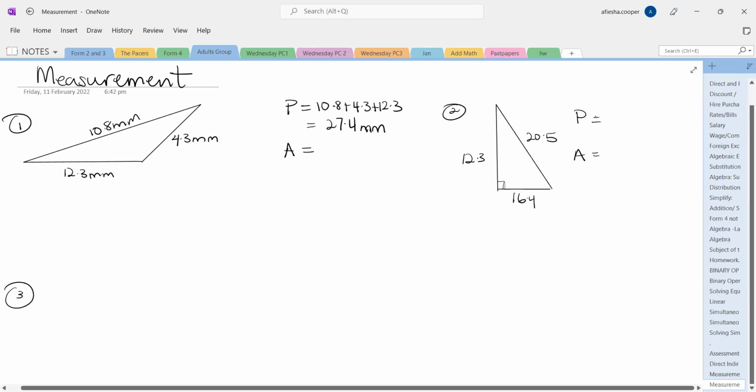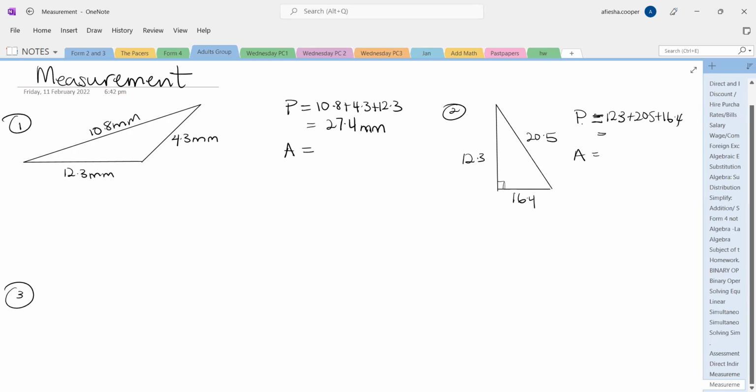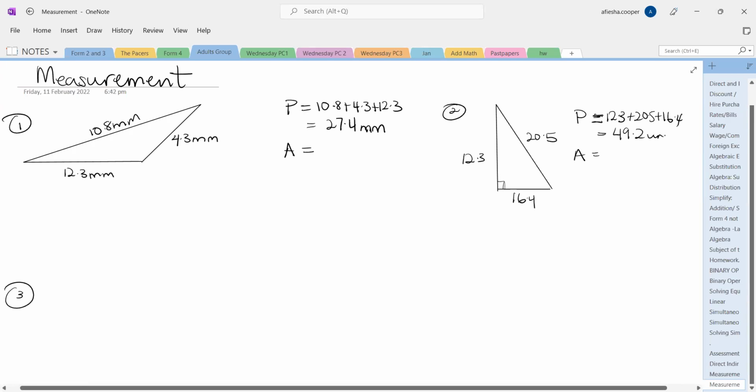If we go on to number 2, we come back to the area. If we go on to number 2, the perimeter of this again, add up the sides: 12.3 plus 20.5 plus 16.4 is equal to 49.2, and this one will be units because we had no measurement given, no length.